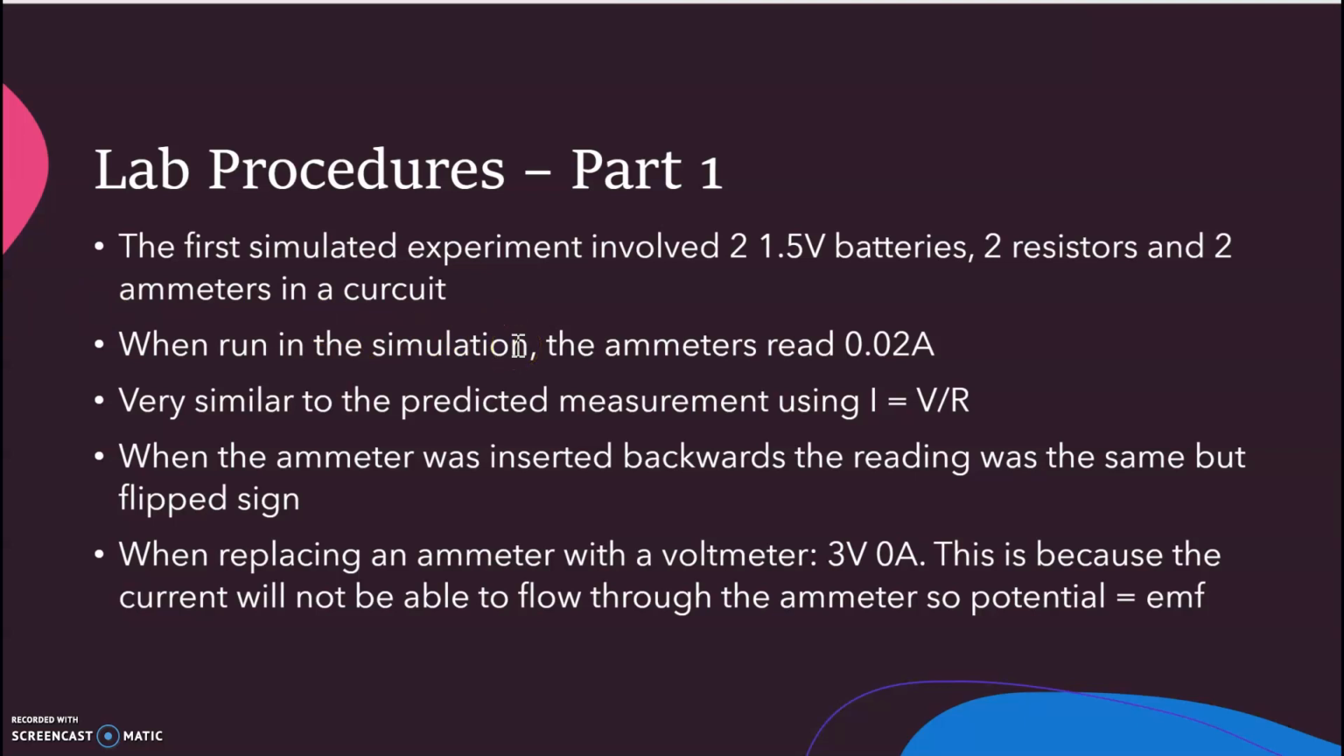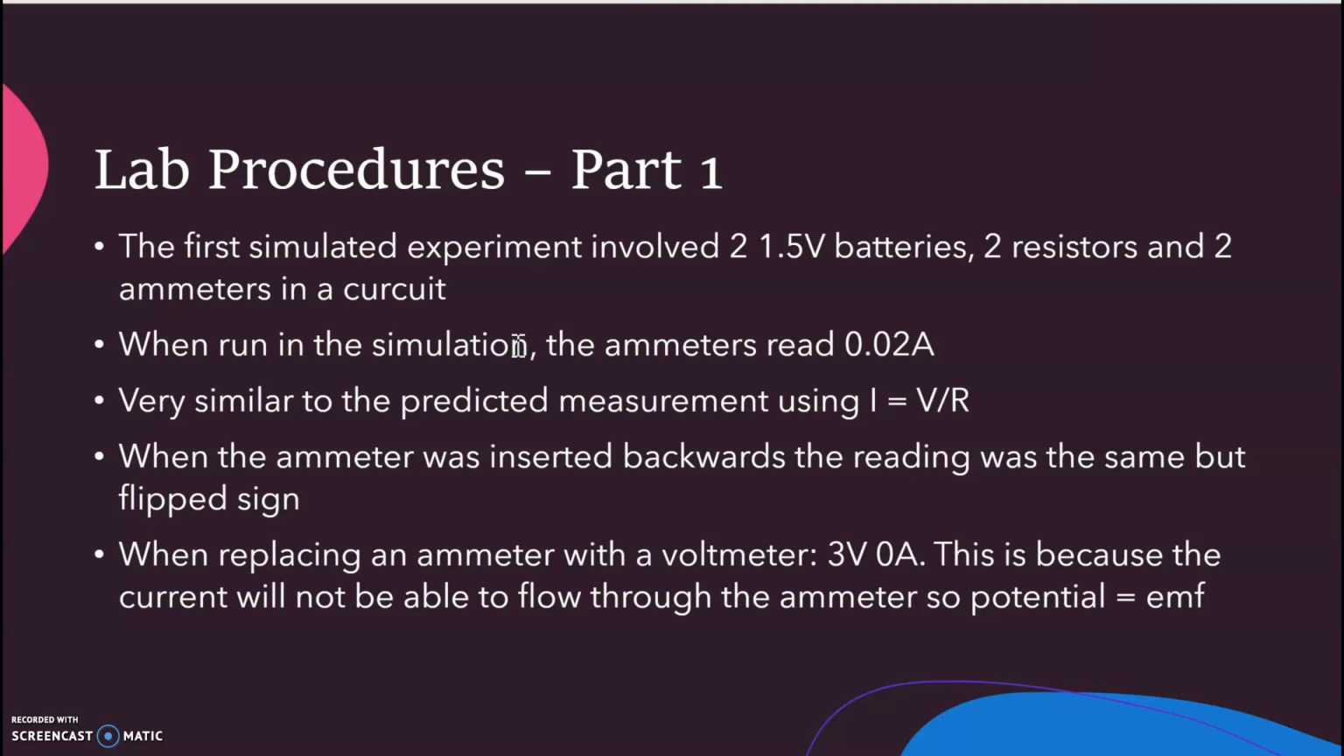So, part 1 of lab procedures. The first simulated experiment involved two 1.5 volt batteries, 2 resistors, and 2 ammeters in a circuit. When run in the simulation, the ammeters read 0.02 amps. This is very similar to the predicted measurement using I equals V over R.